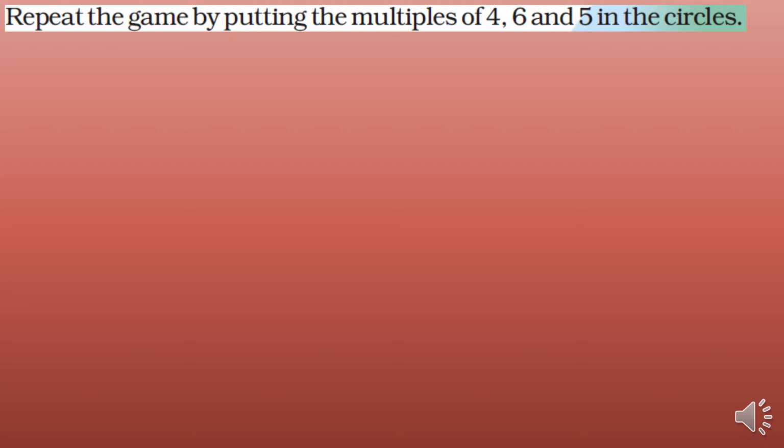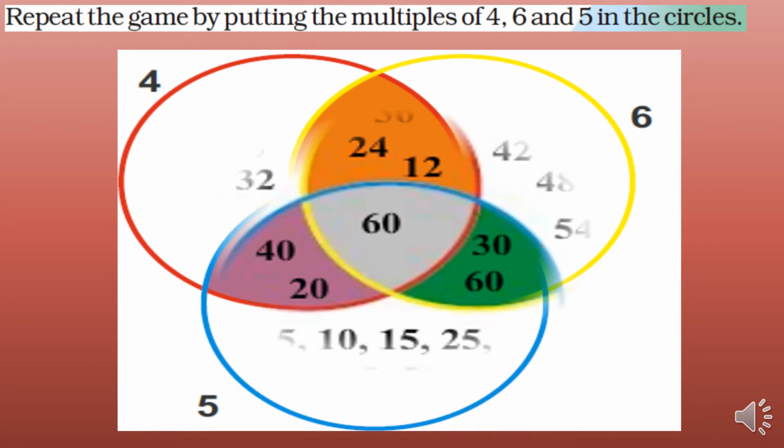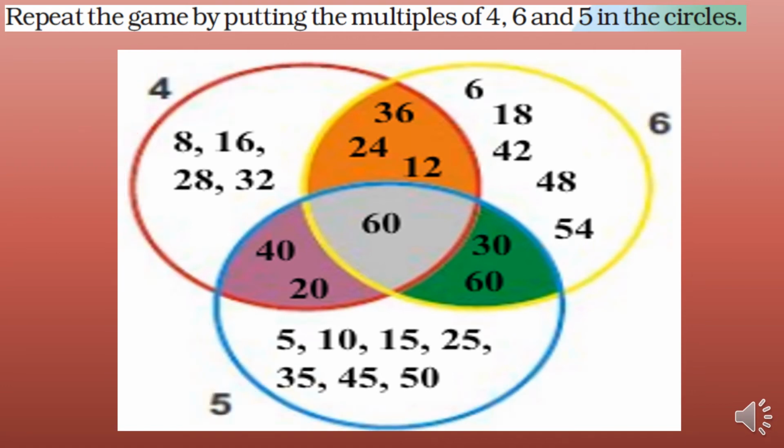So repeat the game by putting the multiples of 4, 6 and 5 in the circles. So look here. So let us see. 8, 16, 28 and 32 are multiples of 4. 5, 10, 15, 25, 35, 45 and 50 are multiples of 5. 6, 18, 42, 48 and 54 are multiples of 6.